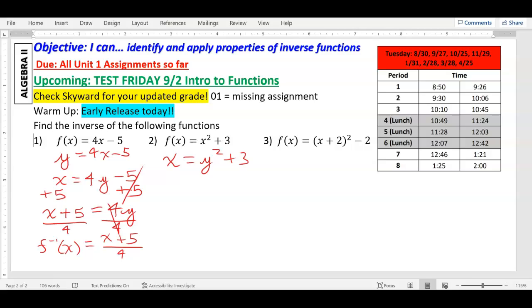That loner 3's got to go. What's the opposite of plus 3? Minus 3. So on both sides, minus 3, minus 3. Not a trick question. What is X minus 3? X minus 3 is X minus 3. Remember? They don't combine. X minus 3 equals Y squared.